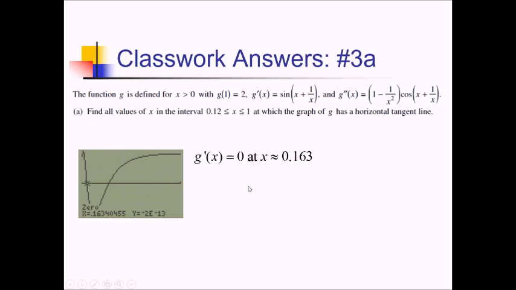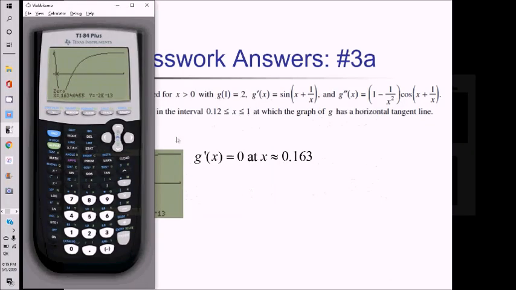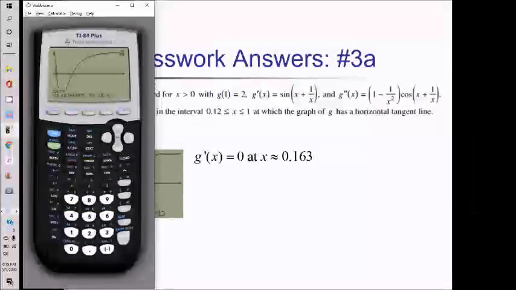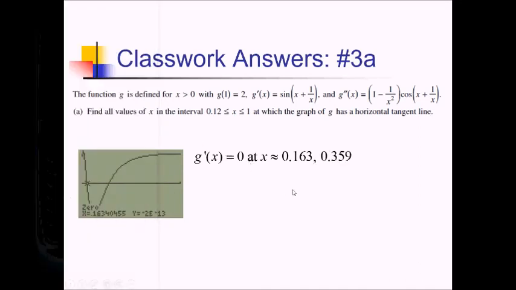And then let's go back and find the other one now. So let me do second trace, option 2 again. And moving forward a little bit, we have to click a little bit to the left of this x-intercept. There we go. And a little bit to the right. Press enter again. A third enter gives us 0.359. So those are the two x values at which we have horizontal tangent lines because g prime is 0 there.